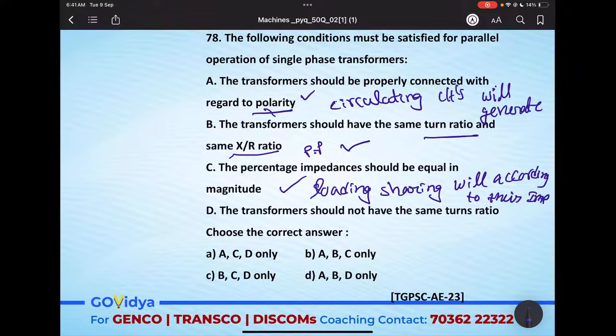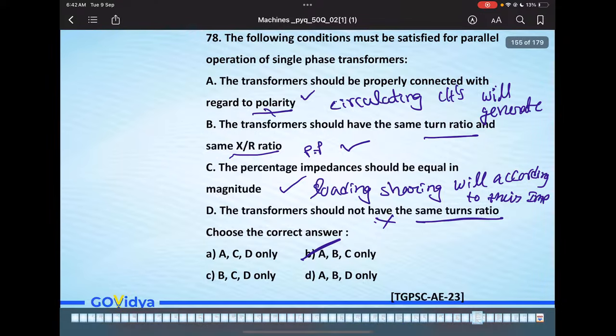The last statement is that the transformers should not have the same turns ratio. No, if it is not the same turns ratio, then circulating currents will form. It will generate heat inside the transformer, and there is a chance of blasting of the transformer. So from the given options, the suitable options are A, B, C only. Our option will be B. Let's move on to the next question.